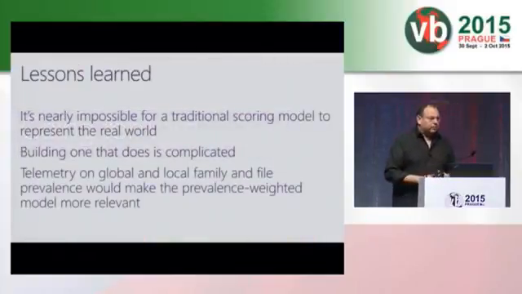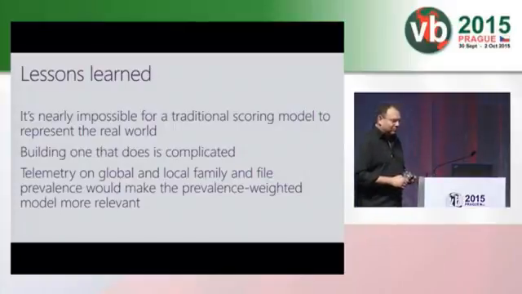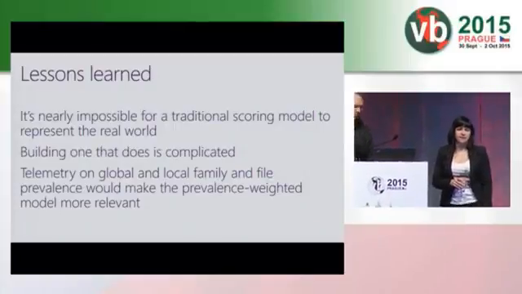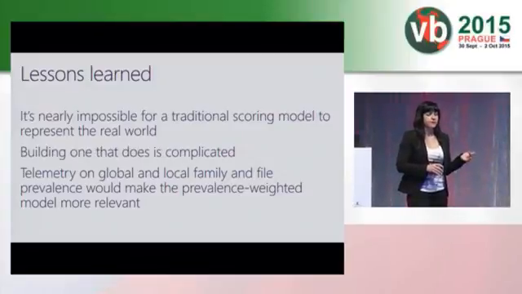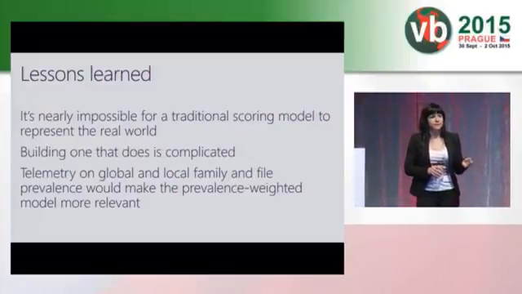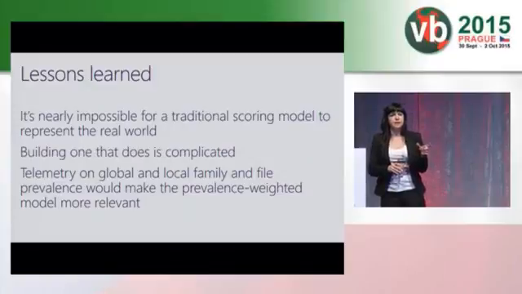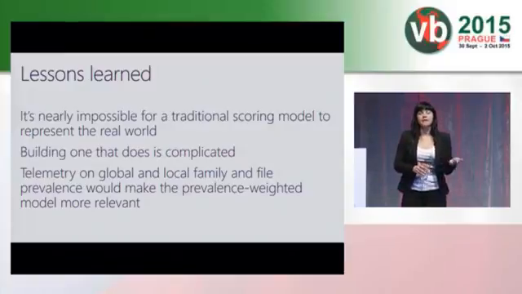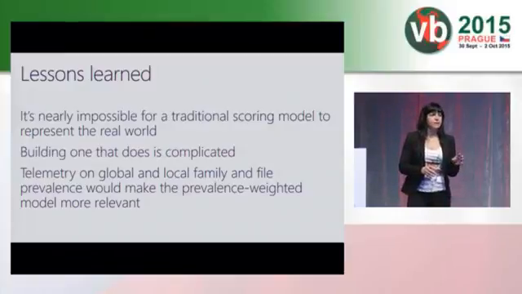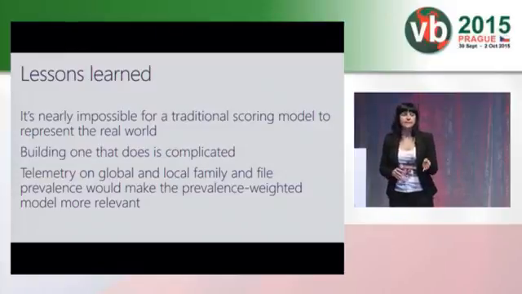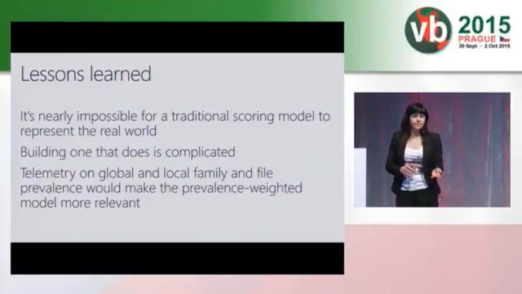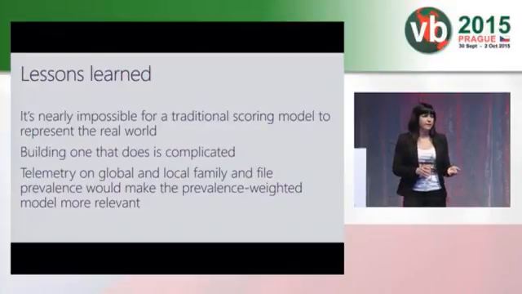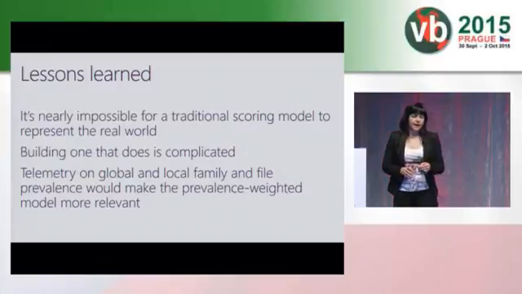Going forward, we learned quite a few things from creating these models. One of the most important things we learned is that it's nearly impossible to take a traditional scoring model and have it represent the ecosystem, because sourcing the vast number of PE files you would need to fill out certain categories for some families is not technically feasible. So adding this layer of prevalence significantly improves the accuracy of the test score.